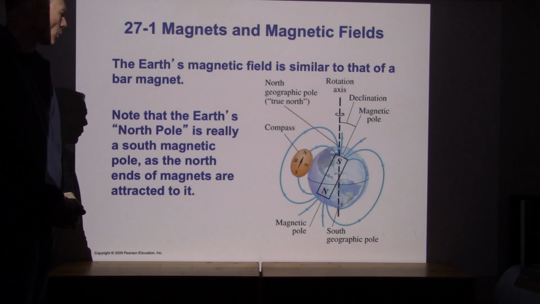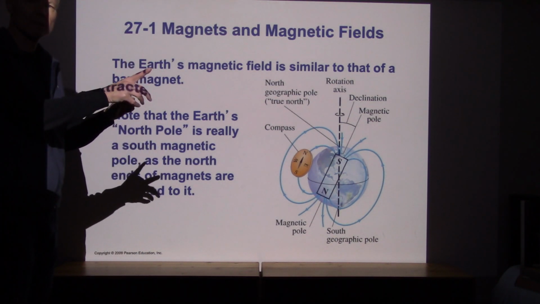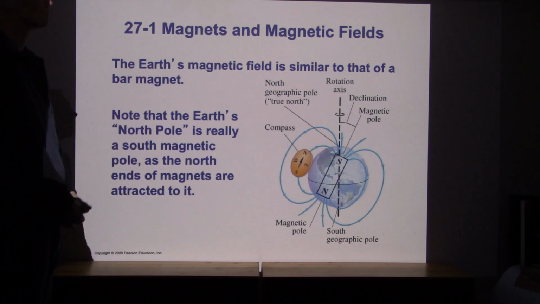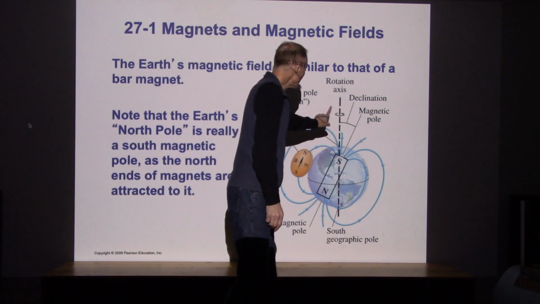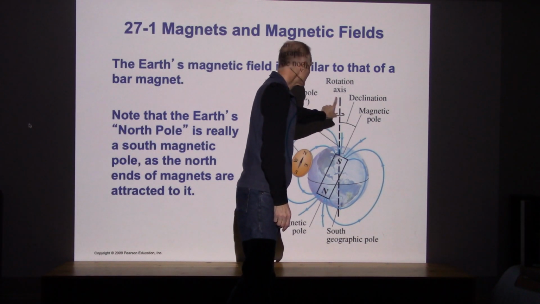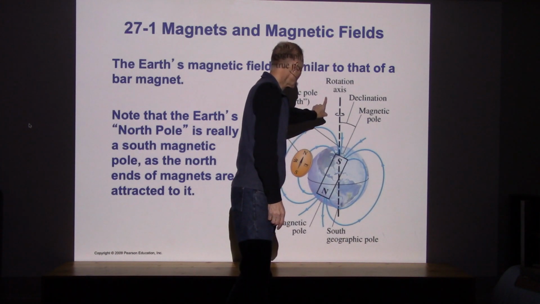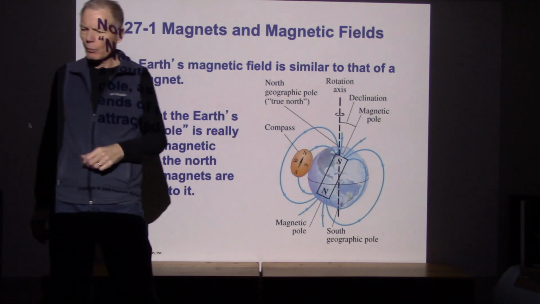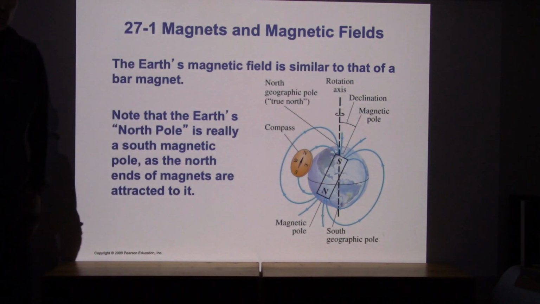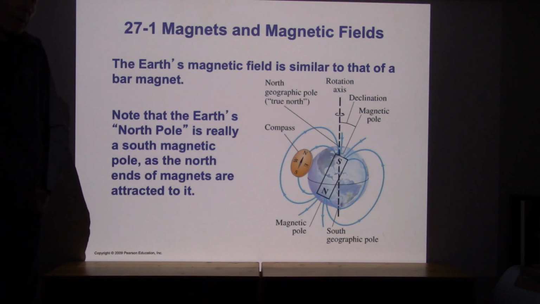Now, it turns out that the orientation of that is tipped. It's, boy, how far is that? It's like 15 degrees or something. So the orientation of the magnetic field doesn't line up with the orientation of the rotational axis. And that's kind of interesting. We do think that the magnetic field is sustained in part by the rotation of the Earth.